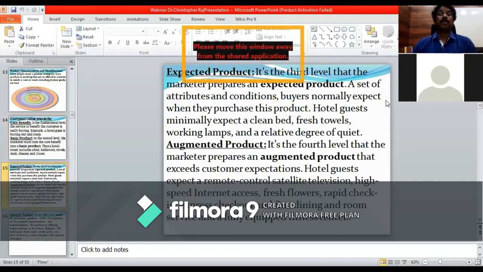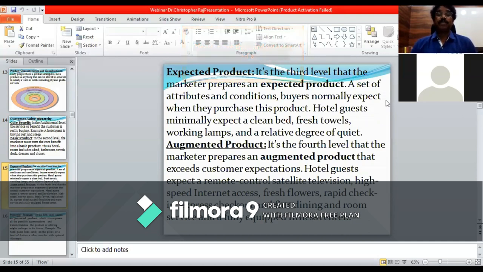Coming to expected products, this is the third level, where a marketer prepares an expected product, a set of attributes and conditions buyers normally expect when they purchase this product. Hotel guests, at a minimum, expect a clean bed, fresh towels, working lamps, and a certain degree of quietness.